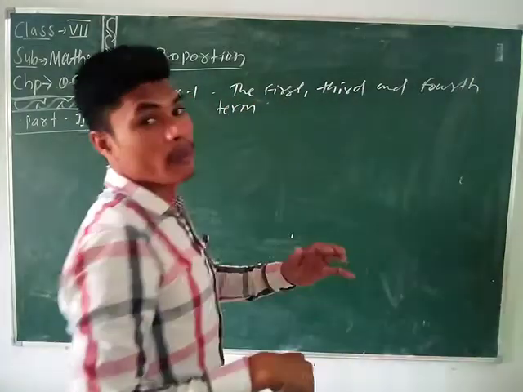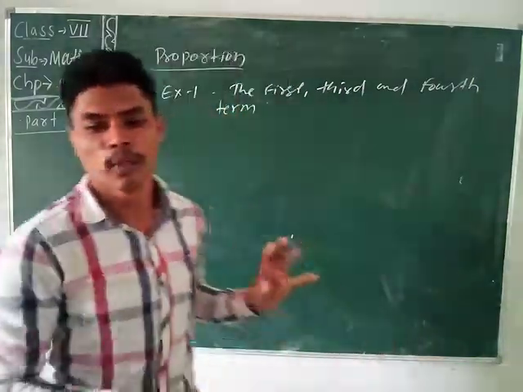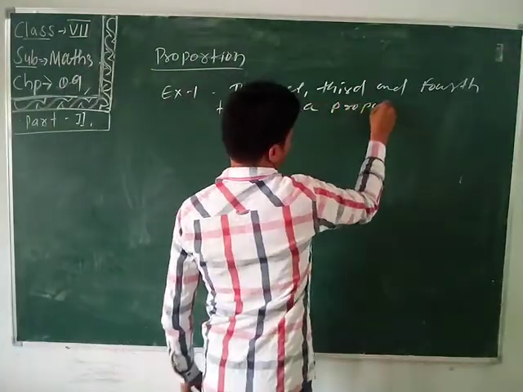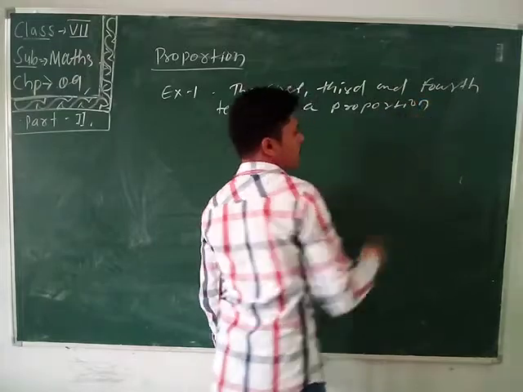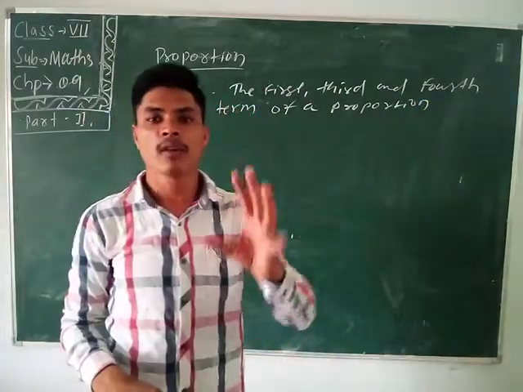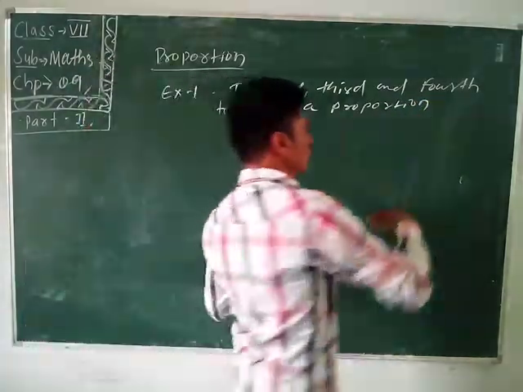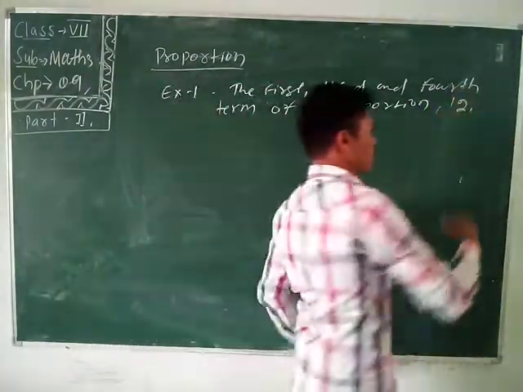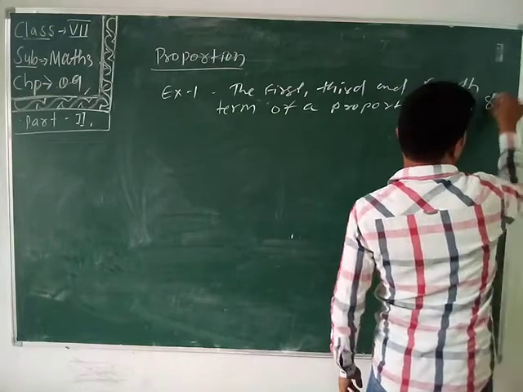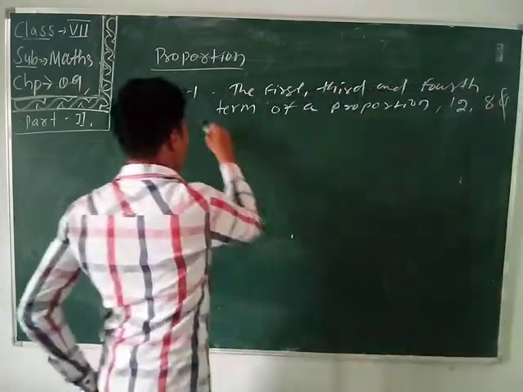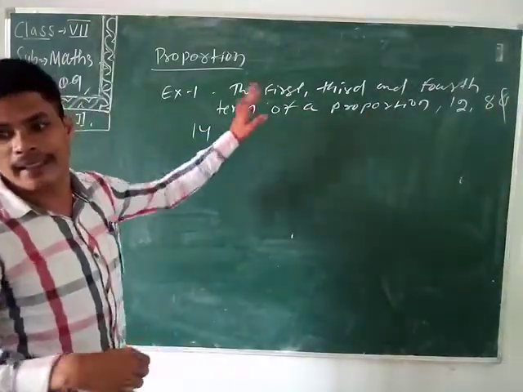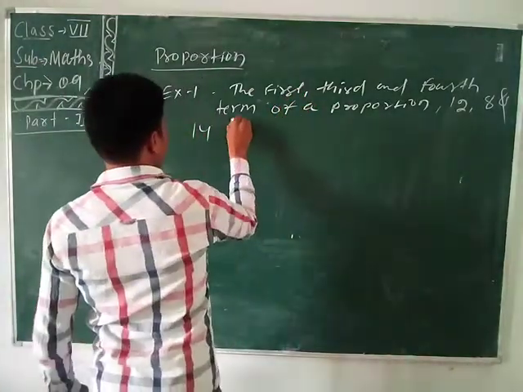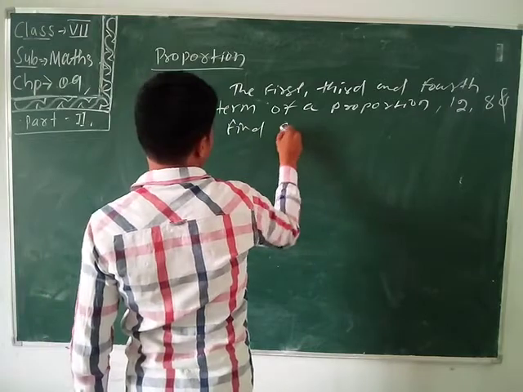Fourth term, that means first term, second term, and fourth term of a proportion. Suppose the first term, second term, and third term of a proportion are given as 12, 8, and 14. Then let's find the second term.